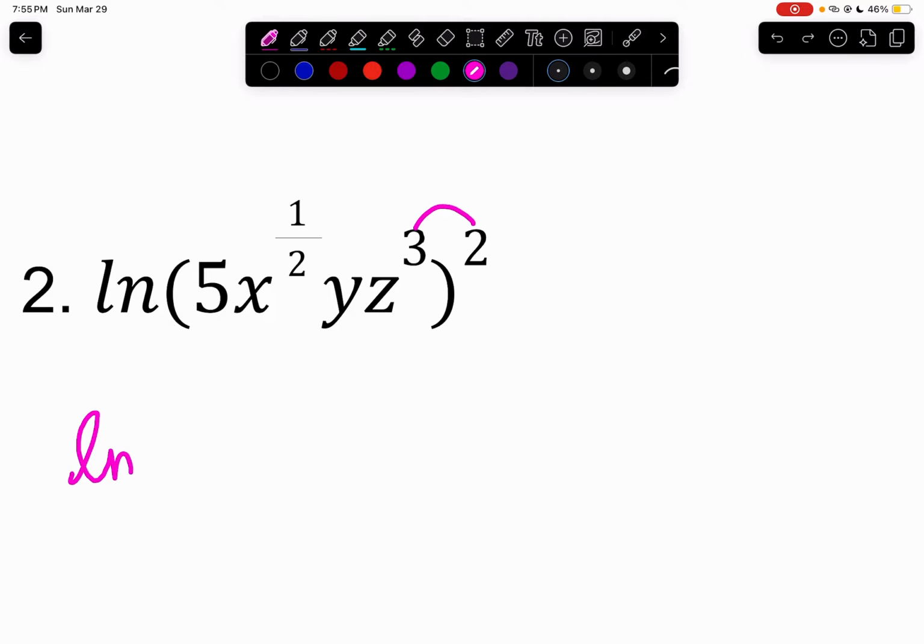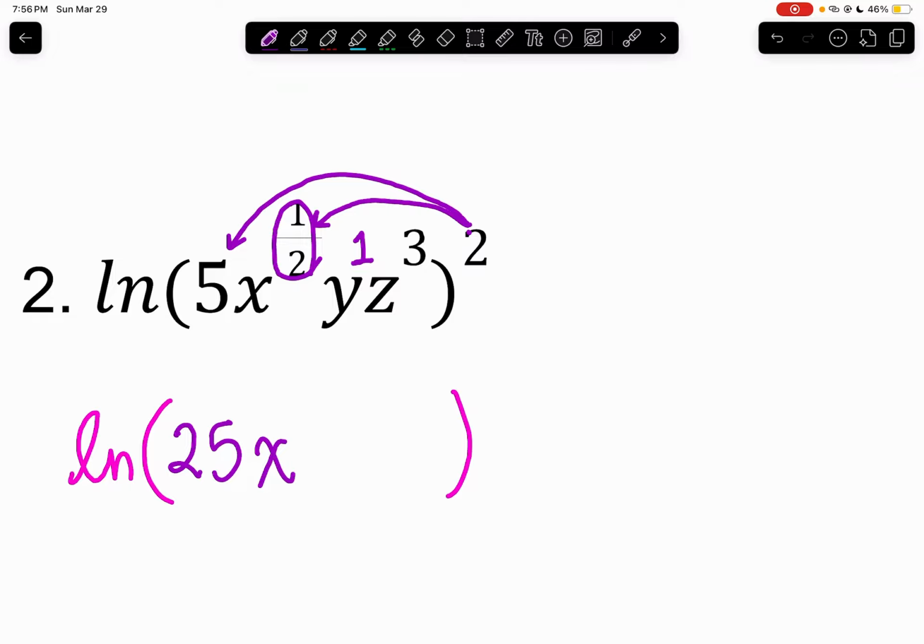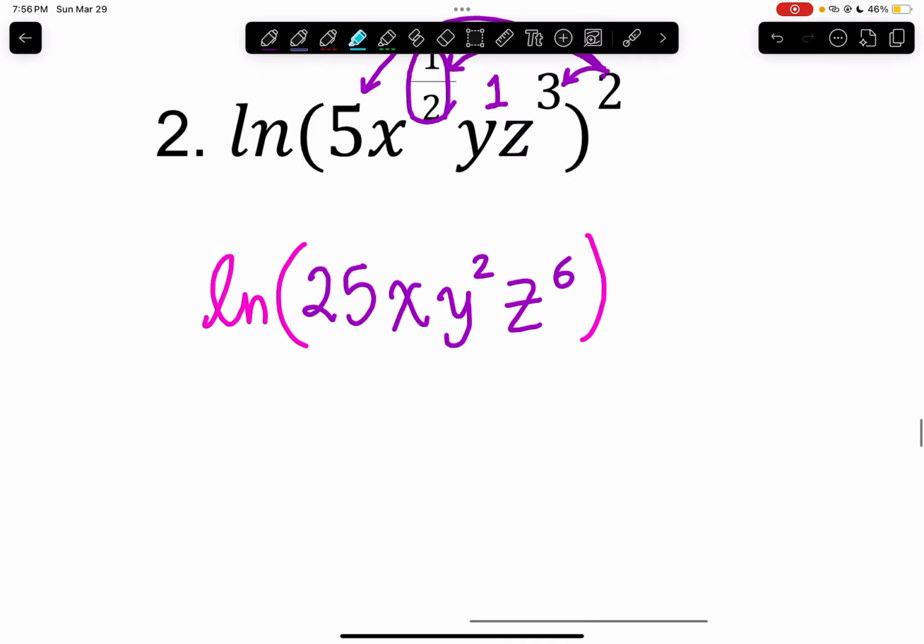It's going to become natural log of, okay, let's see. Let me erase this. Okay, natural log of, well, 5 squared, that's 25. And then each of these powers is going to get multiplied by 2. So 2 times 1/2 is 1, so x to the power of 1, or just x. Then this is going to become y squared, and this is going to become z to the power of 6. Okay, so taking care of that power of 2, now let's expand what we have here, this argument.